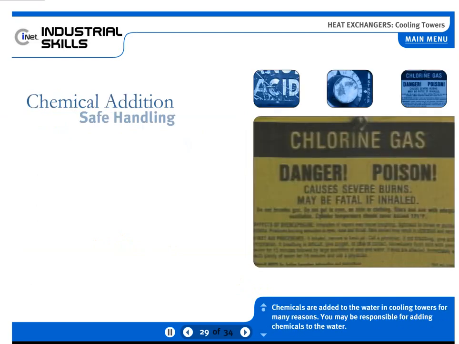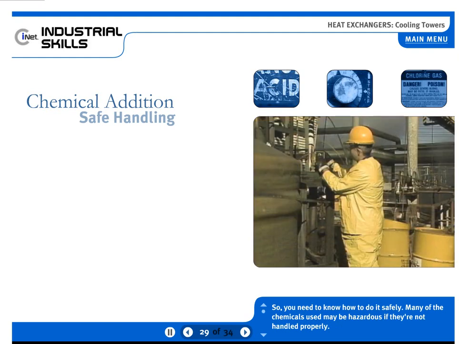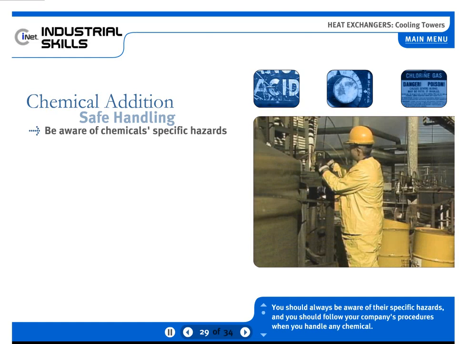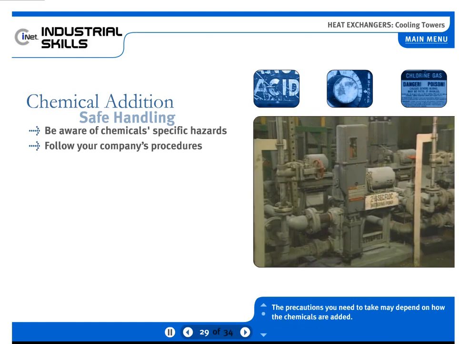Chemicals are added to the water in cooling towers for many reasons. You may be responsible for adding chemicals to the water, so you need to know how to do it safely. Many of the chemicals used may be hazardous if they're not handled properly. You should always be aware of their specific hazards, and you should follow your company's procedures when you handle any chemical. The precautions you need to take may depend on how the chemicals are added.